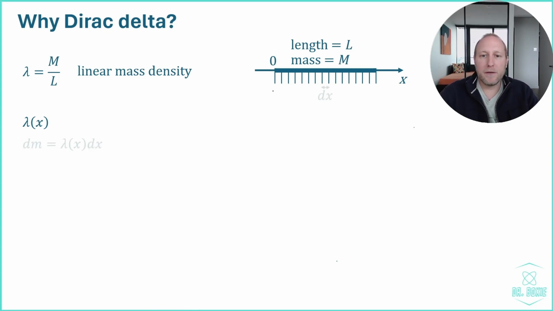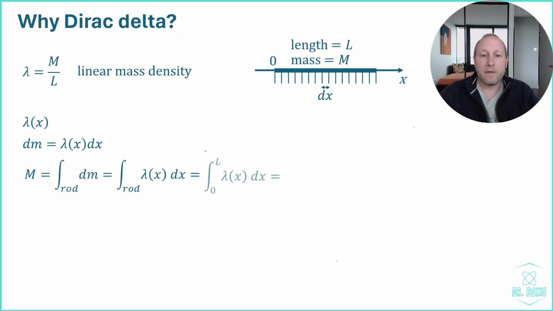And now we choose one of those small pieces. Its size is dx, and its mass, which I call dm, is then by definition lambda times dx. Now again, lambda is a function of x. If we now want the total mass of the rod, we need to add all those dm's up together. And that means that we're integrating dm over the length of the rod, which is an integral over the rod of lambda of x dx.